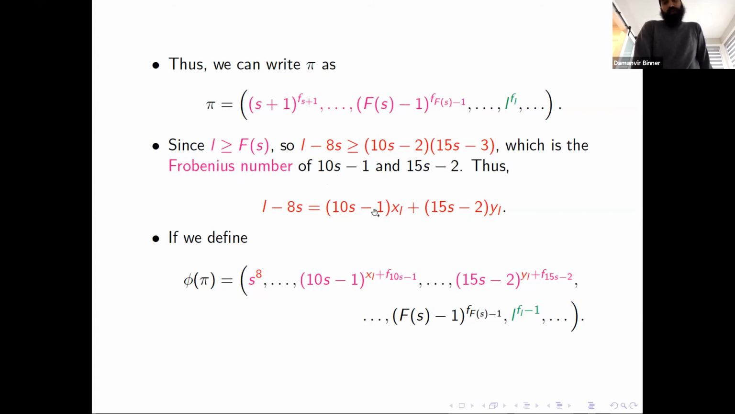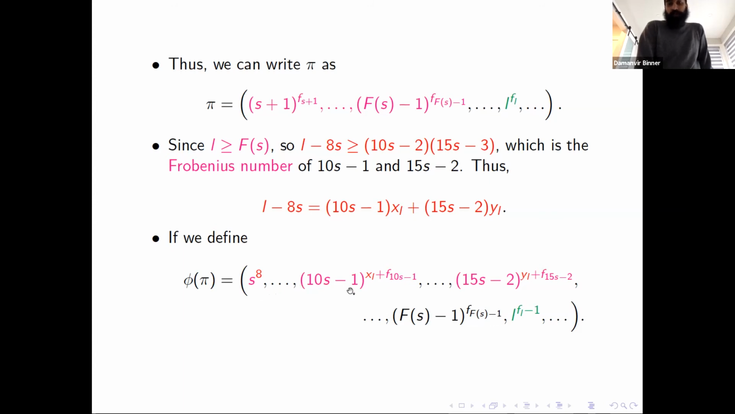So now a natural attempt will be to remove a part of L and compensate by adding 8 parts of S and XL parts of 10s minus 1 and YL parts of 15s minus 2. However, the problem with this map will be that it will not be injective because the frequency of S in the image is 8, so that's a constant, and we cannot recover L from here.